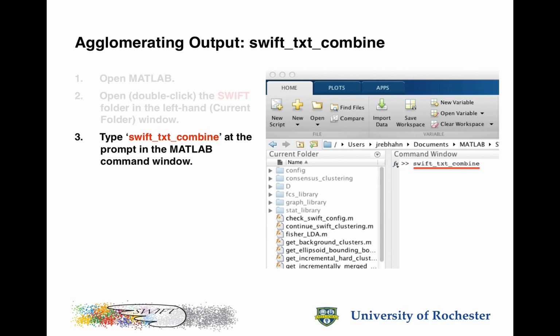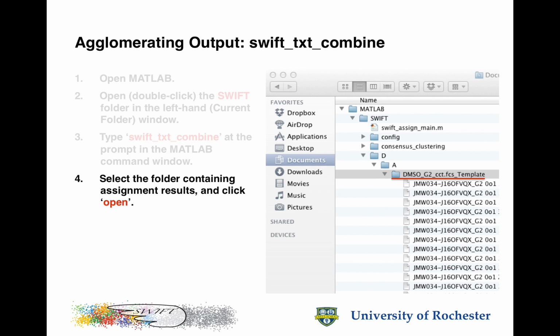In a large experiment, Swift will produce a very large number of output files if, for example, you have hundreds or thousands of input files. So to bring that output data together into a form that's much easier to work with in a spreadsheet, we have a small program, Swift text combine, that can be invoked by typing swift underscore txt underscore combine at the prompt in the MATLAB command window.